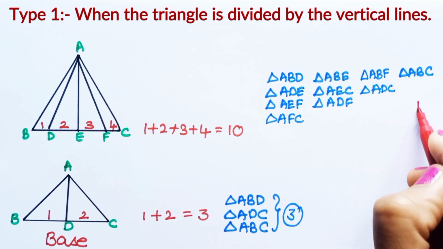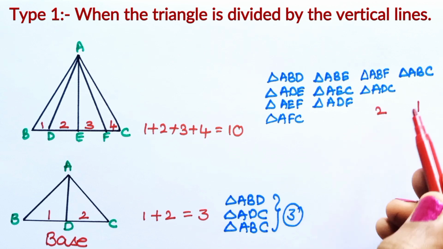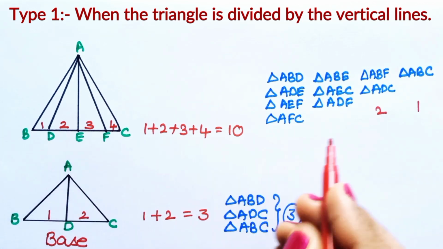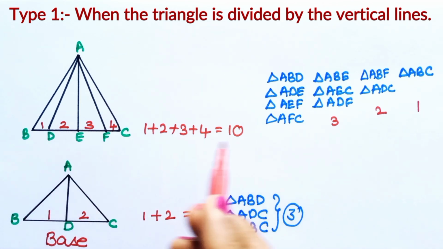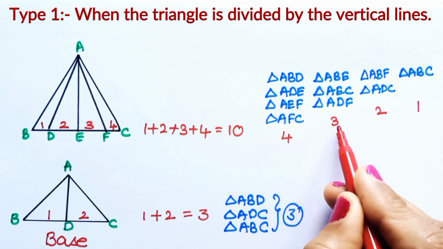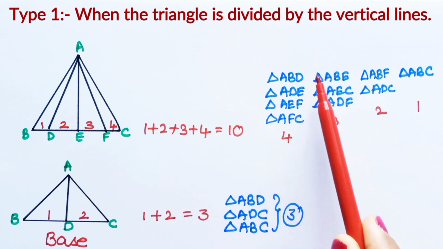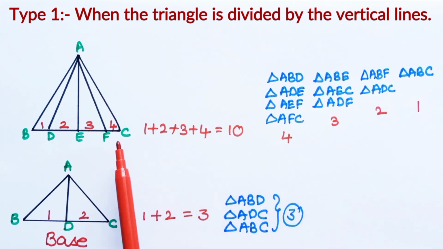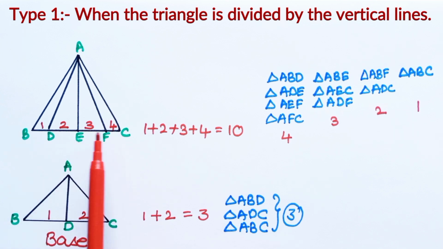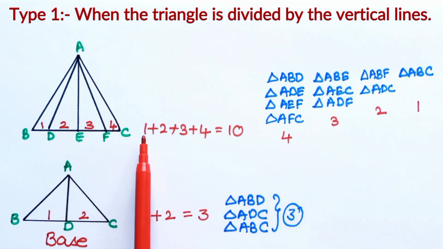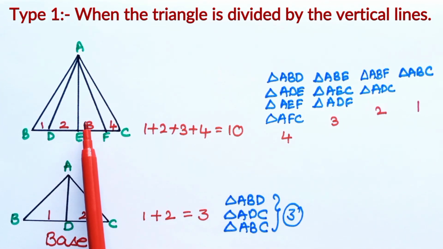So one bigger triangle. The triangles involving 3 divisions are 2. The triangles involving only 2 divisions are 3. The triangles which are involving only 1 division are 4. So 4 plus 3, 7, 7 plus 2, 9, 9 plus 1, 10. So without observing all these hidden triangles, just simply you need to note down how many number of parts the base of the triangle is divided, and then you add all those numbers. Then we get the total number of triangles present in the given triangle.